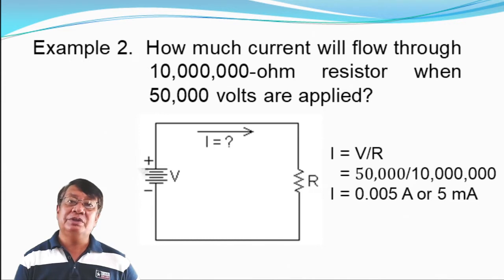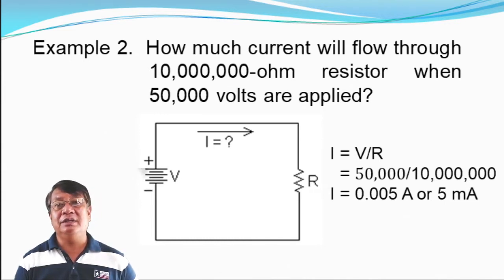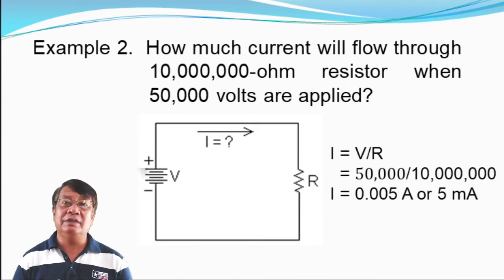In our previous discussion, we discussed the prefixes. A small letter m is milli, which is 0.001, and for this given example we have 5 milliamperes.